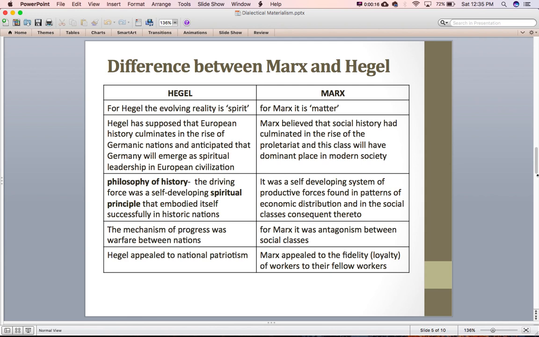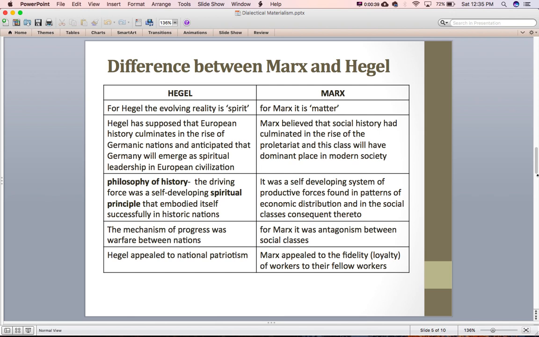For him, everything is made up of matter. Second, Hegel predicted that history has evolved in such a manner that Germany will rise as a leader in European civilization. But for Marx, history was not related to the supremacy of any nation. Rather, history will lead to the rise of the proletariat class.